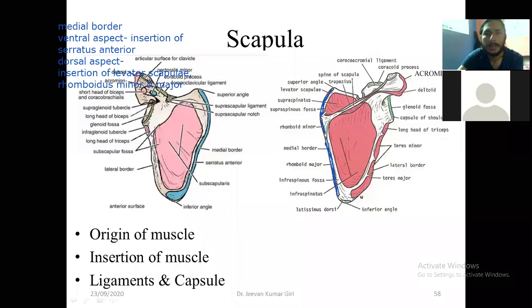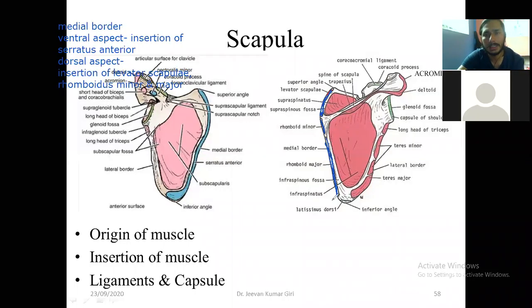Similarly, rhomboides minor is inserted along the dorsal aspect of the medial border at the level of the root of spine. So this is the level of the root of spine in the medial border, on the dorsal aspect. Now see, the next muscle is the rhomboides major muscle, inserted along the medial border on the dorsal aspect between the root of the spine and the inferior angle. So these are the muscles in the medial border.